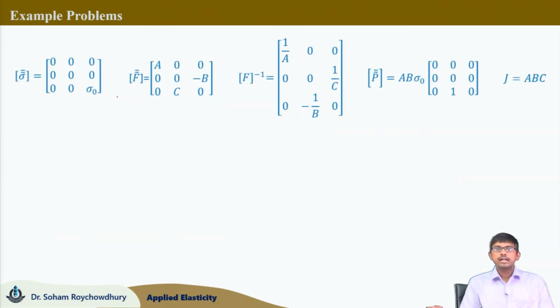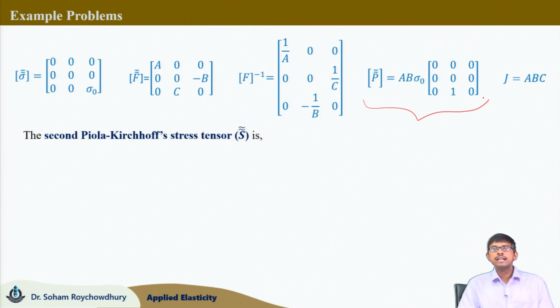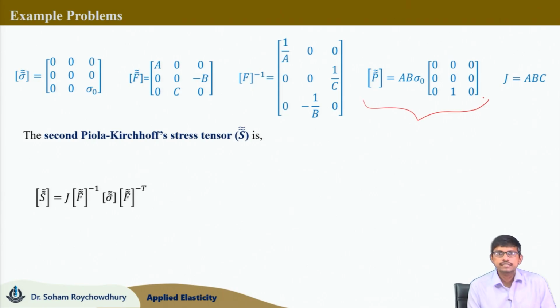Now, moving forward to the calculation of the second Piola-Kirchhoff stress tensor. Here, the P which we have just obtained is also added, along with the other quantities sigma, F, F inverse and J. Now, the second Piola-Kirchhoff stress tensor S is defined through this transformation: S equals J times F inverse sigma F inverse transpose. This is the relation between the second Piola-Kirchhoff stress tensor S and the Cauchy stress tensor sigma.